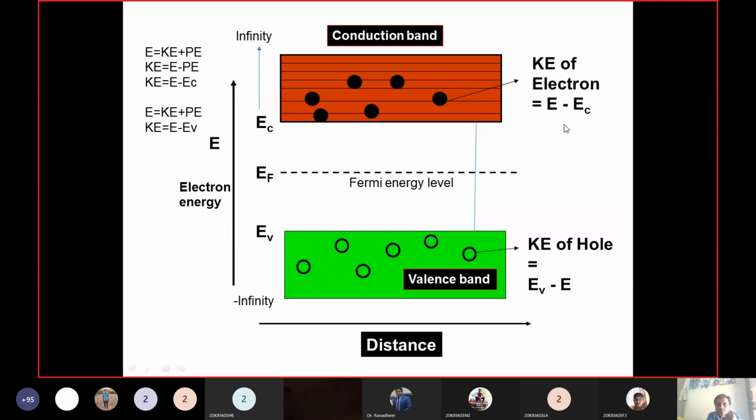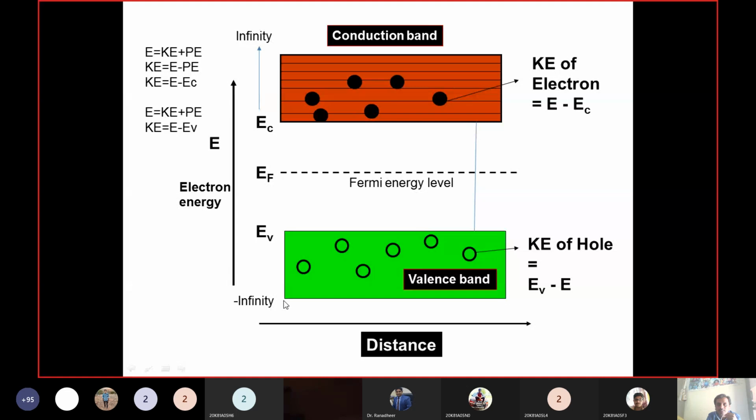So what is the effective energy of the hole equal to? See here, what is the maximum energy of the valence band? EV is the maximum energy of the valence band. We don't know the minimum energy of the valence band, so we take the minimum energy of the valence band as minus infinity. The maximum energy of the valence band is EV.